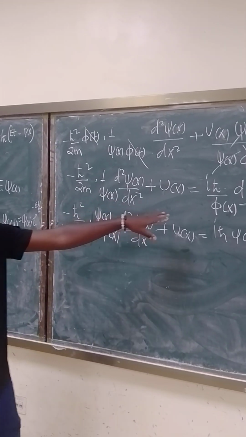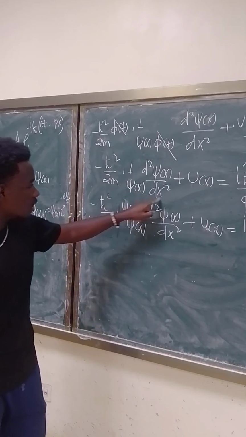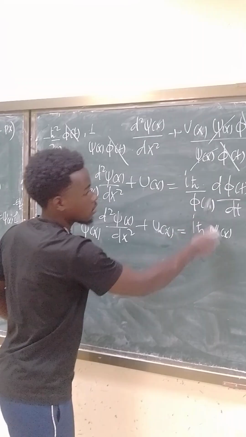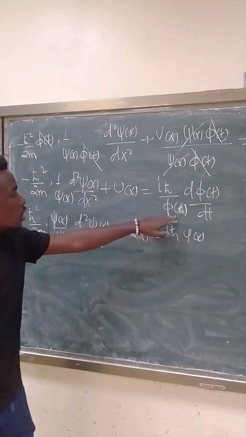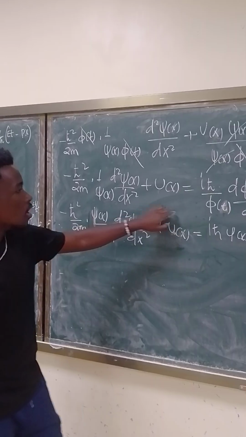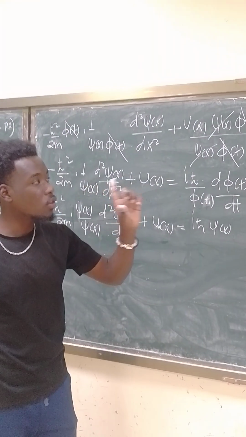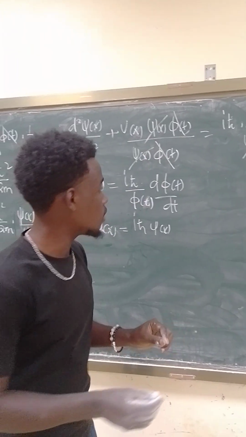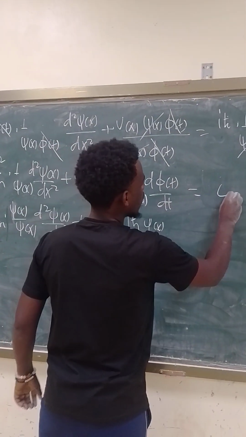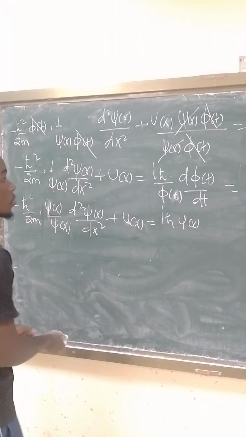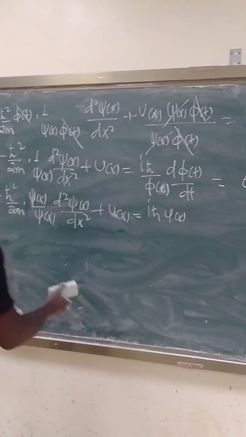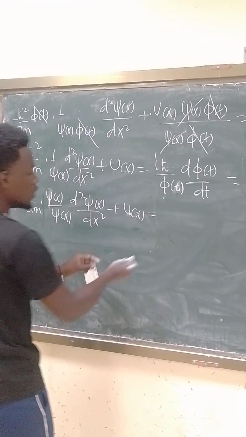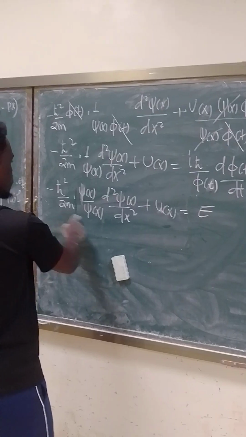Remember, the function of x will only be equal to the function of t, sorry, this one is t, if all of these functions are equal to one constant. And in this context, this constant is the total energy of the system. So both of them are equal to a constant E. Which means this left hand side alone is equal to that E.